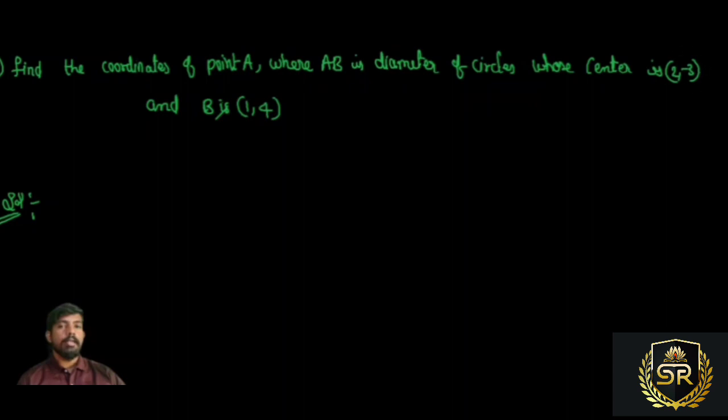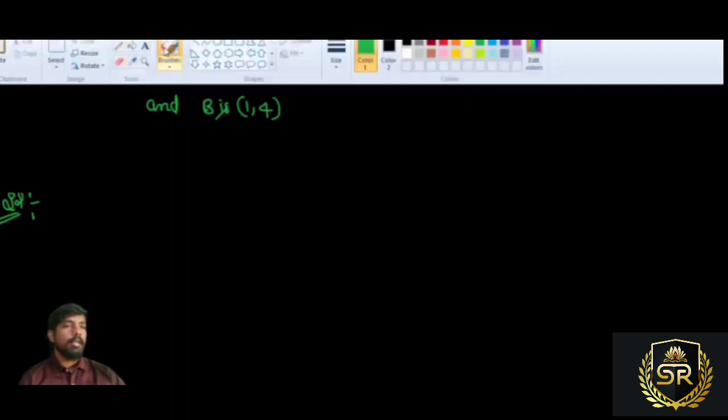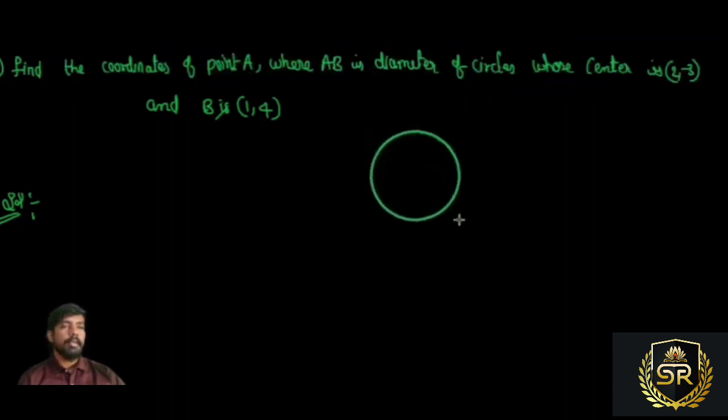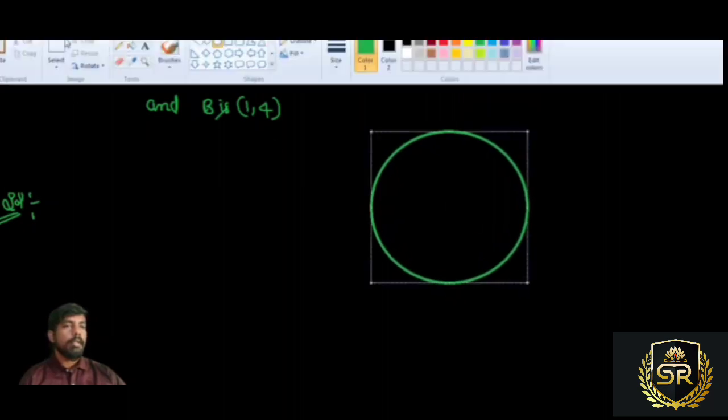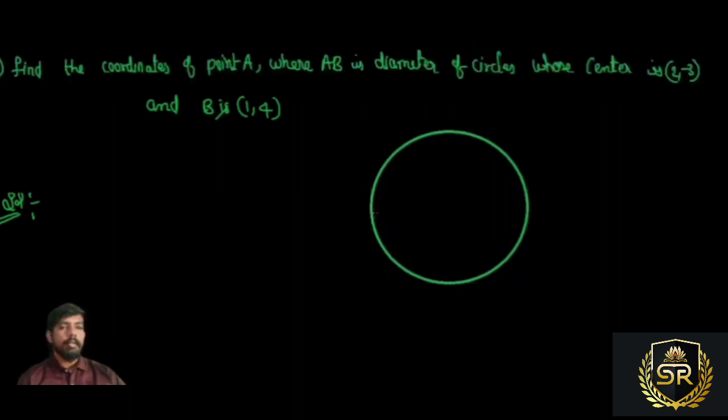Find the coordinates of the point A, where AB is the diameter of a circle whose center is minus 2, minus 3. First we will draw the circle. Here in the circle we have a diameter. This is the diameter, always AB. Let us say these are the points at the extremities, and this is the center. A diameter always passes through the center.